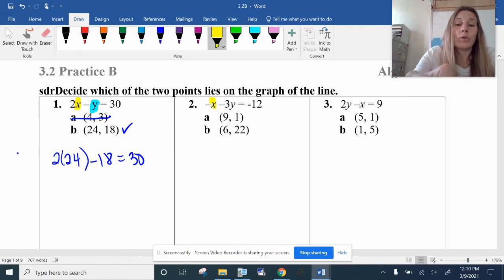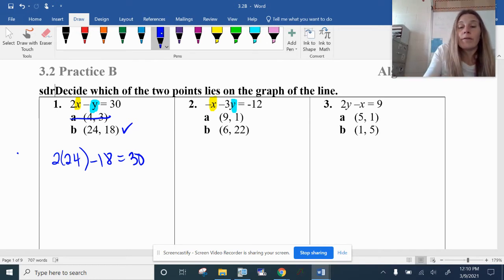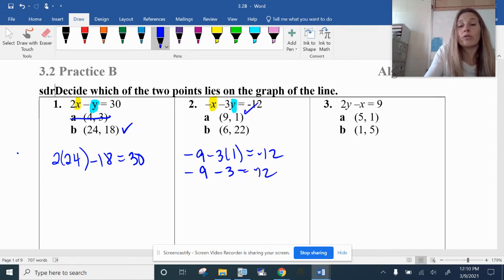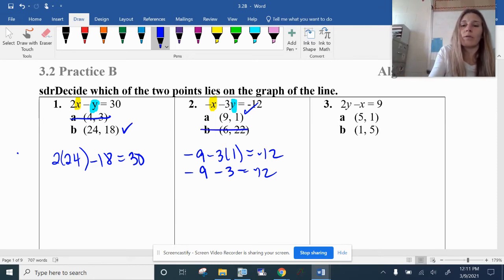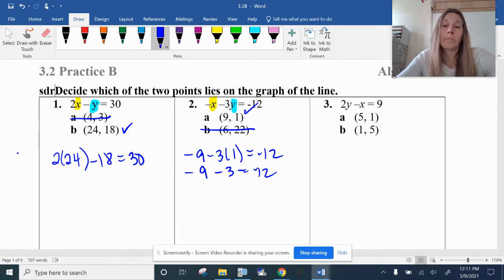Trying example 2. So for this one, if I do negative 9 minus 3 times 1, I do get negative 12. So negative 9 minus 3 equals negative 12. So that one is a solution. If I try the next one, I'm going to have negative 6 minus 66, and that definitely does not equal negative 12. So A would be the answer there.